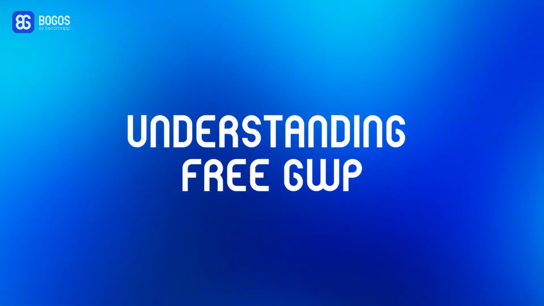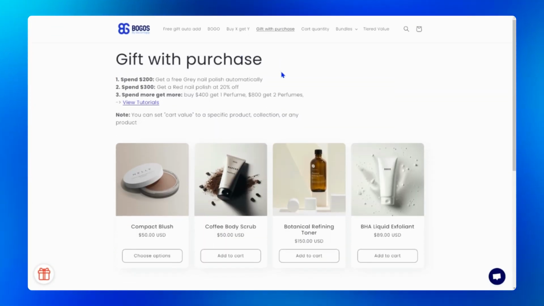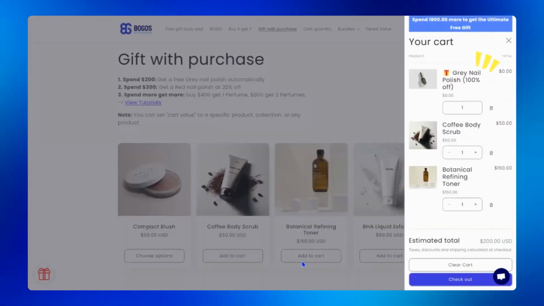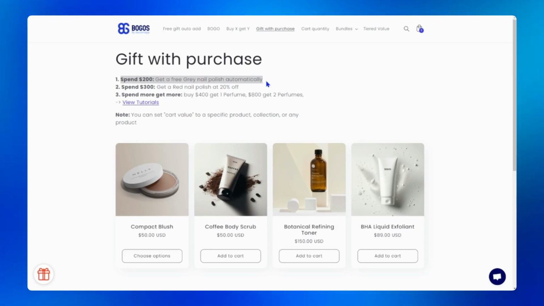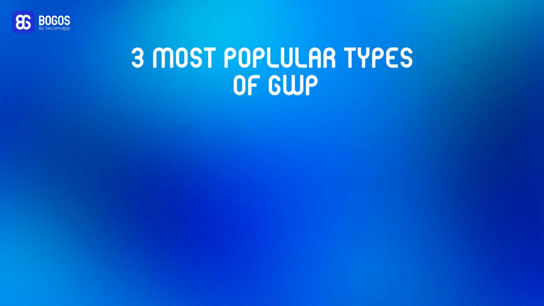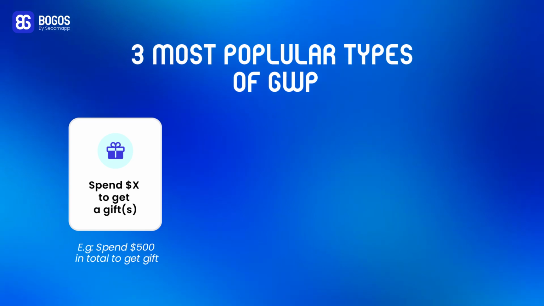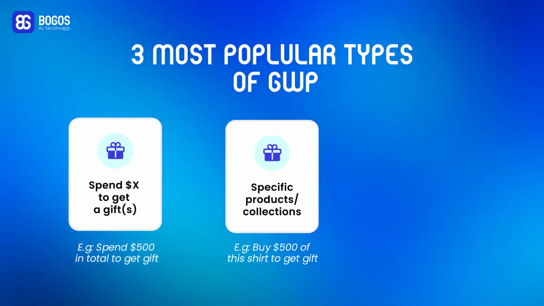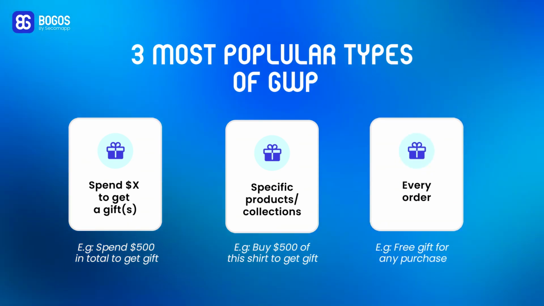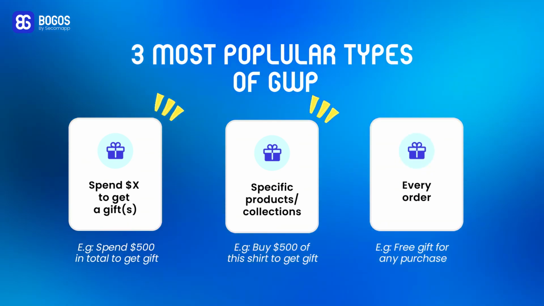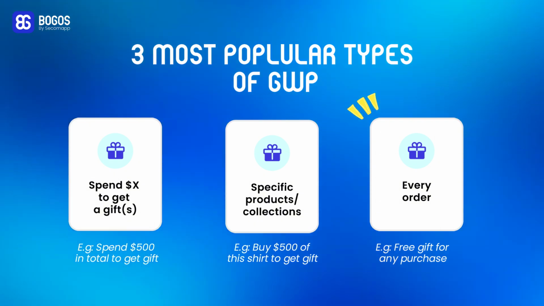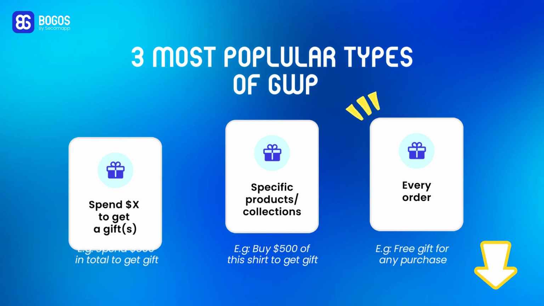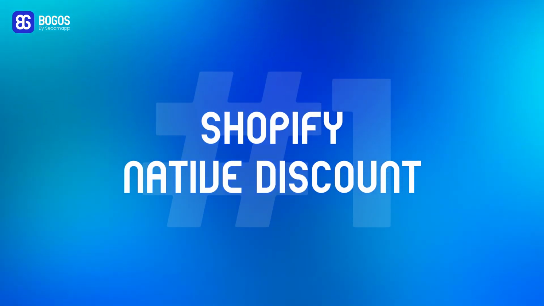Understanding free gift with purchase. A free gift with purchase on Shopify is a discount that rewards customers with a bonus item when they meet specific purchase requirements. There are mainly three types. The most common and favorite one: get a free gift when spending a certain amount, gift for specific products or collections, and gift for every order. I will walk you through setting these two up. If you're interested in setting up a gift for every order, the full guide video attached in the description has everything you need.